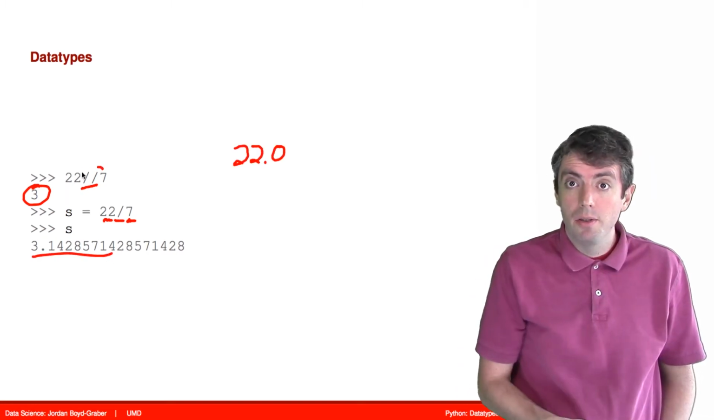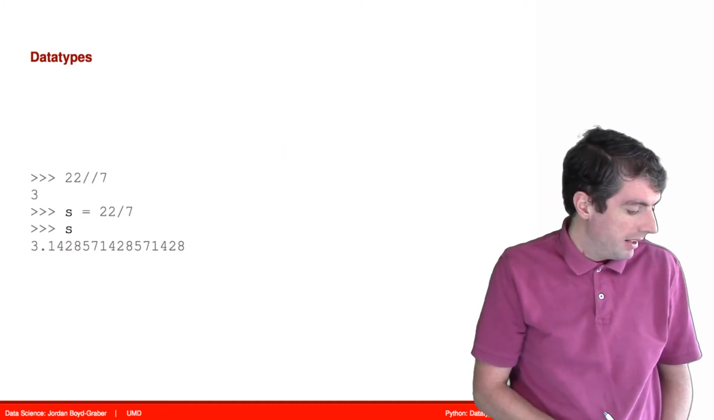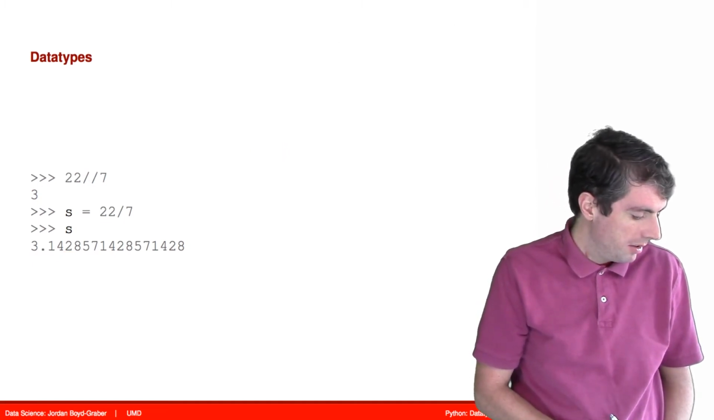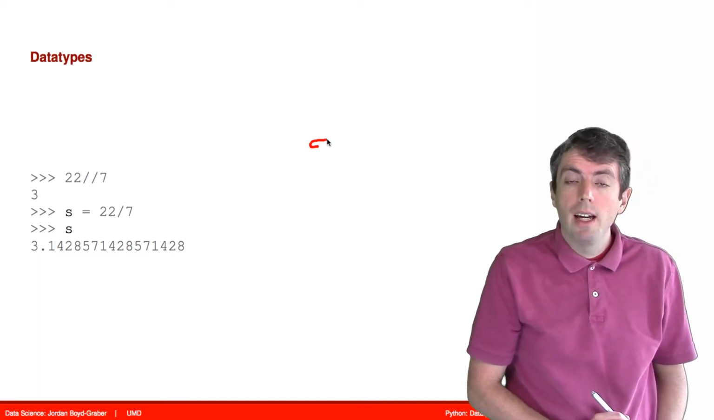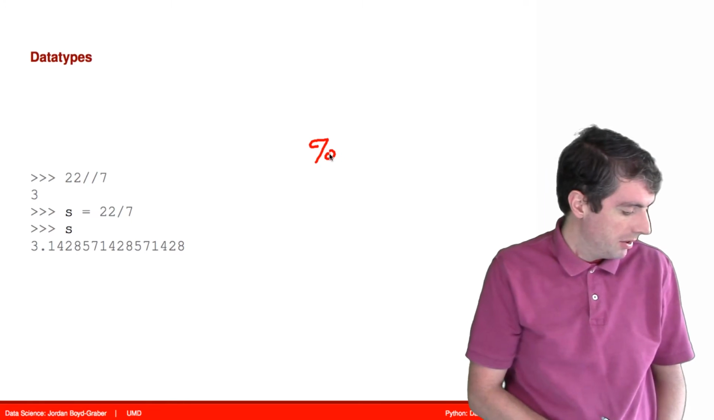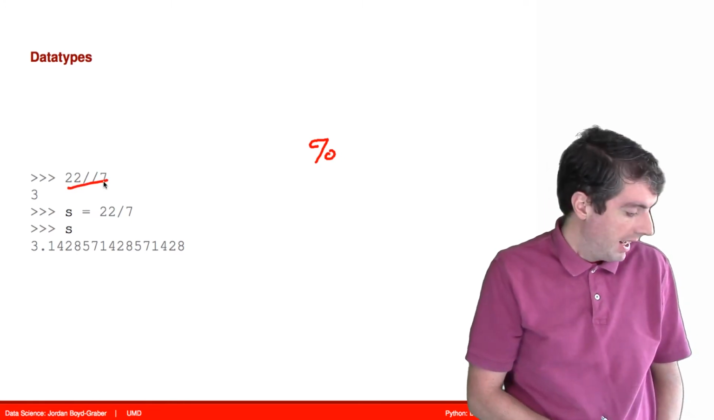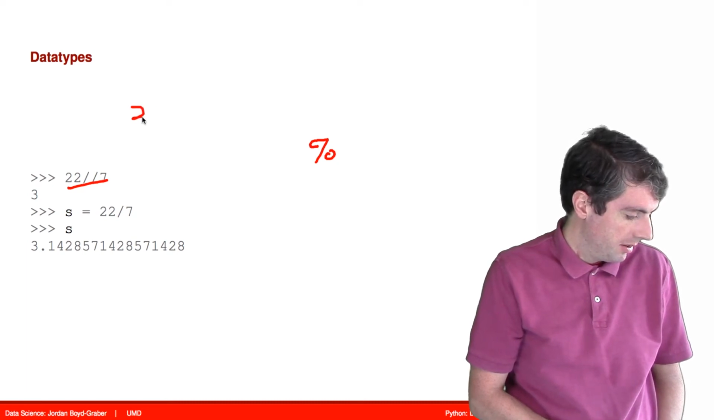In addition to division, another operator that you should remember is the modulo division, which is just a %, and this gives you the remainder when you do integer division, in which case this would be 1 had you done 22 mod 7.